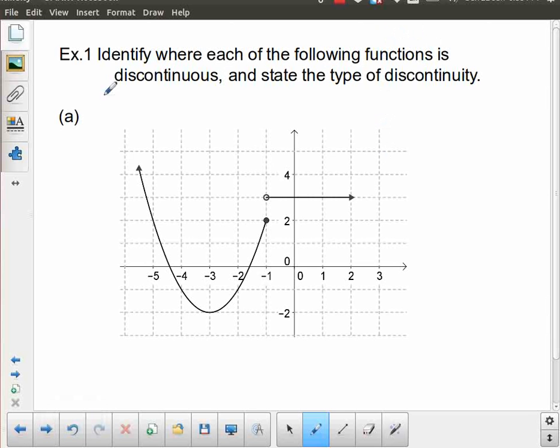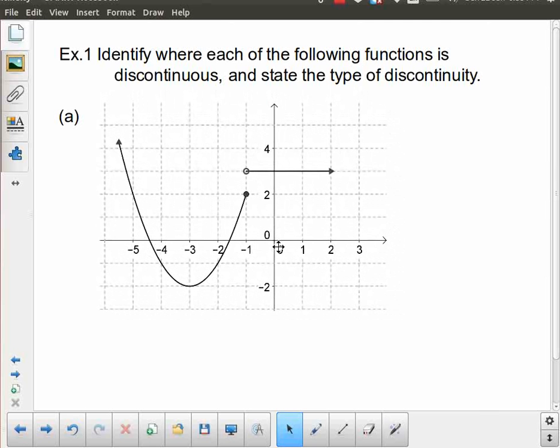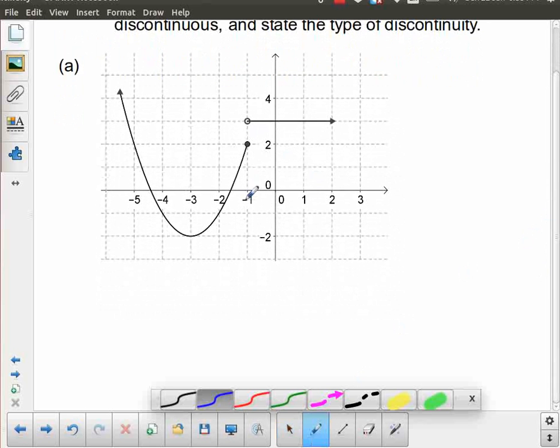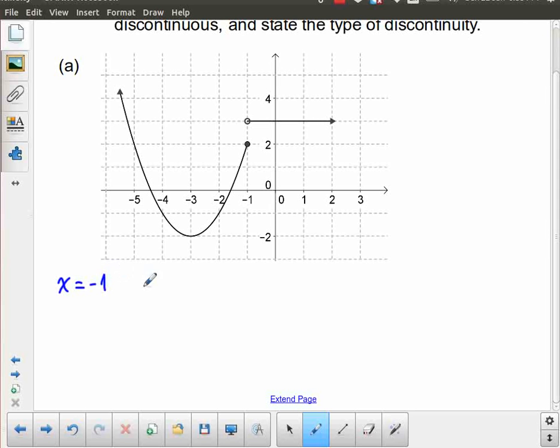So, our first example here: identify where each of the following functions is discontinuous and state the type of discontinuity. And I want to do more than just identify. I want to show that it's discontinuous at that value. So in this case, we suspect that we have a discontinuity at x equals negative 1. The way we're going to check that is we are going to take the left-sided limit, the right-sided limit, and we're going to test the function itself at that value.